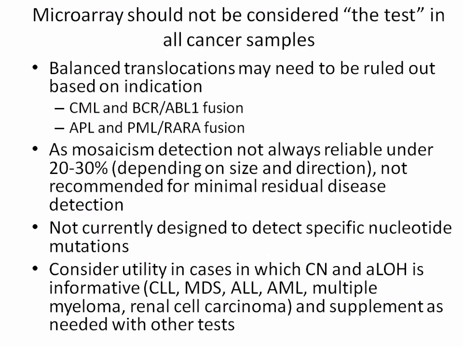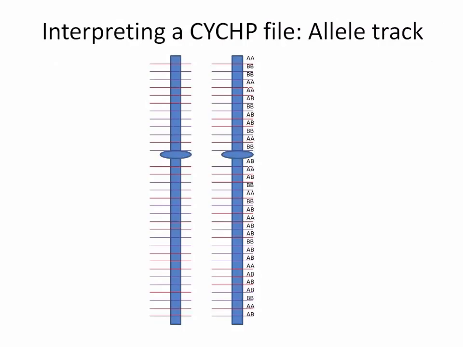It's not currently designed to detect specific nucleotide mutations. So I know Josh will talk about OncoScan, where that may be something that gets built into, well, it's built a little bit into OncoScan. It may get built into future platforms with SNPs. But right now, we're not looking at this as a replacement for single nucleotide mutations. But there are many situations in which copy number and acquired loss of heterozygosity is informative, and so we can utilize it there and then supplement with other technologies as needed.